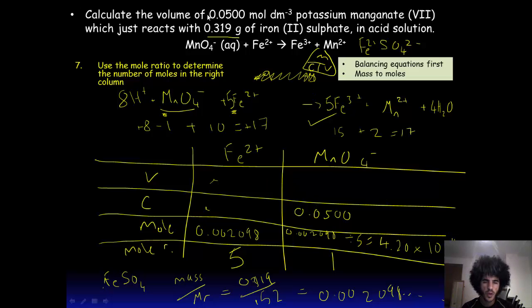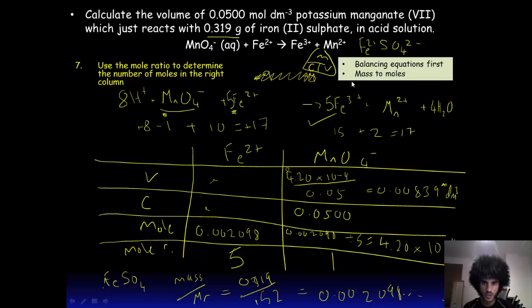Now, it wants me to work out volume, which is now unoccupied. To work out volume, if I go back to my triangle, it's moles divided by concentration, so it's this number divided by my concentration, which is 0.05, and that gives me 0.00839 decimeter cubed. Okay, just make sure you get your units right.